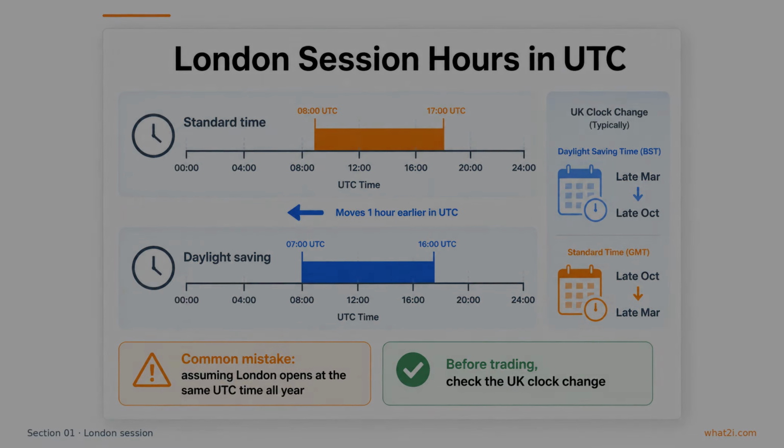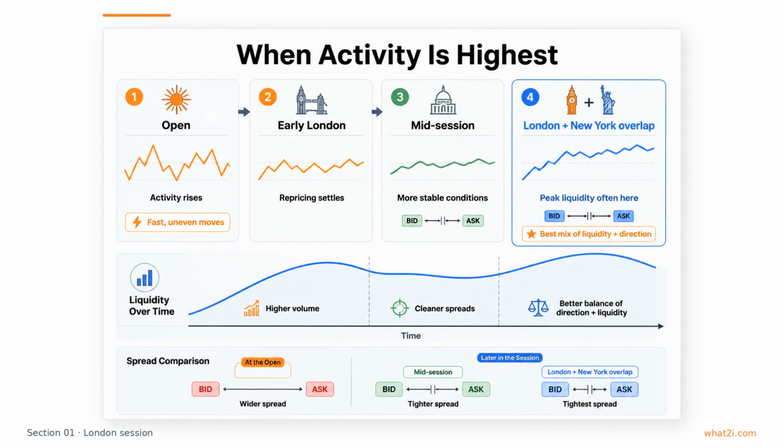Activity inside the London session is not evenly distributed from start to finish. The Open often brings a burst of repricing as fresh European orders hit the market, and that can feel fast, noisy, and a little uneven. After that first wave, conditions often settle into something more organized, with price action becoming easier to read.